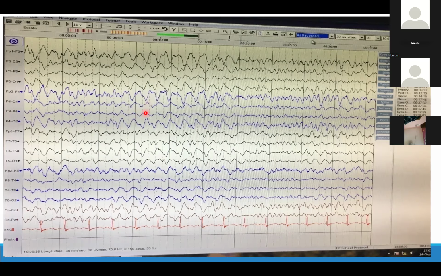The frontal, yes. Yes, occipital. Right.